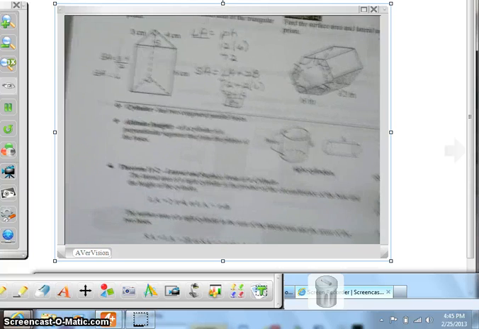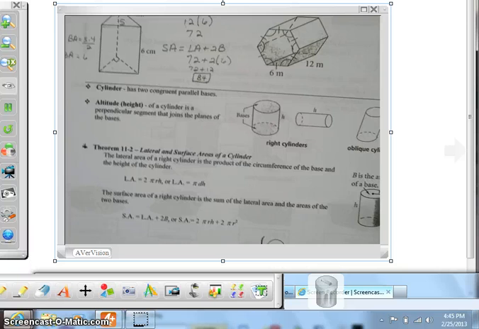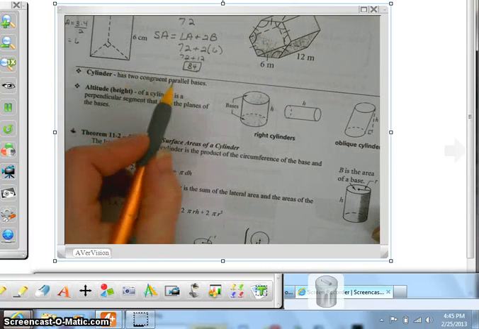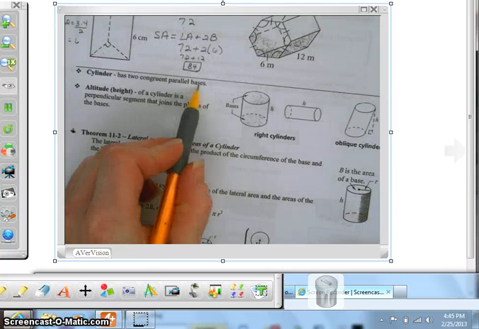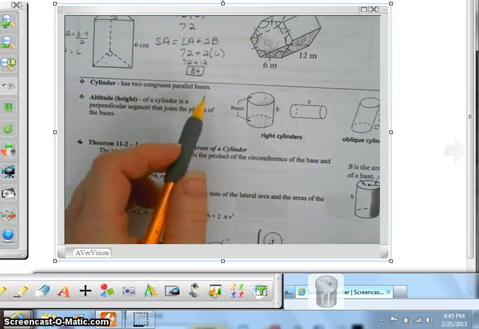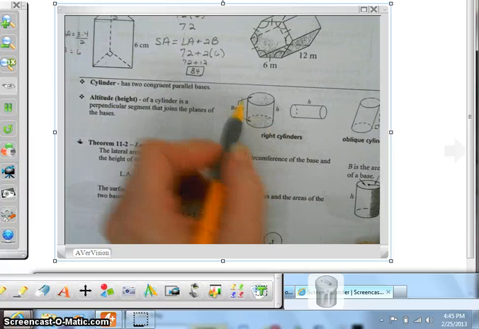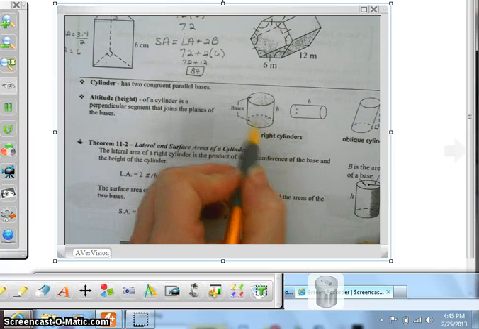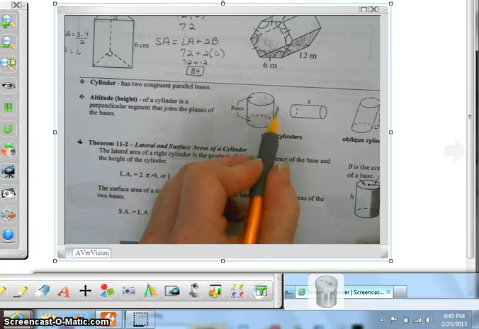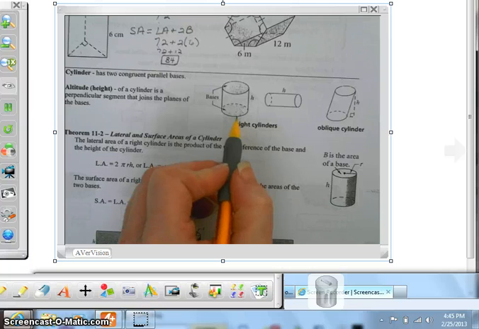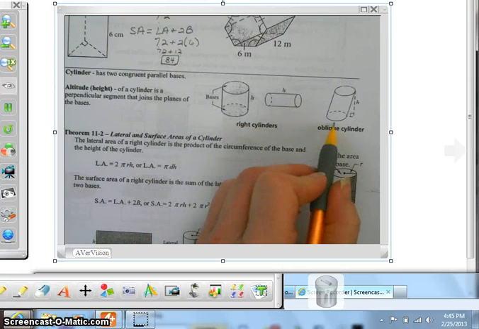All right, let's take a look at a cylinder. A cylinder has 2 congruent parallel bases. Very similar to a prism, except for the fact that your bases are circles. So your bases top and bottom, and you have an altitude, which is your height. I give you an example of a right cylinder and then an oblique cylinder.